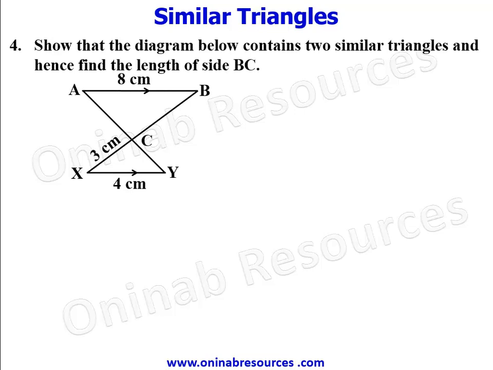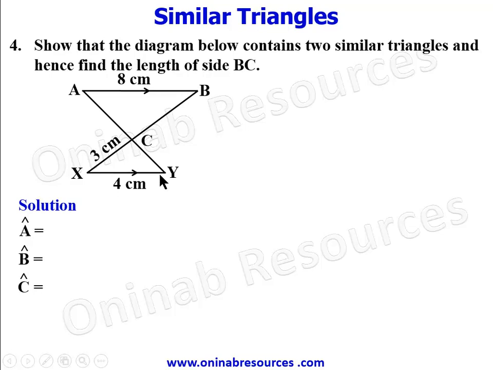So problem 4. Show that the diagram below contains two similar triangles, and hence find the length of side BC. We are finding the length of this side BC. Now, we have triangle ABC and we have triangle CXY. So in our solution to this problem, we are going to show that from triangle ABC, angle A is equal to the other angle in CXY, and the same for angle B and angle C.